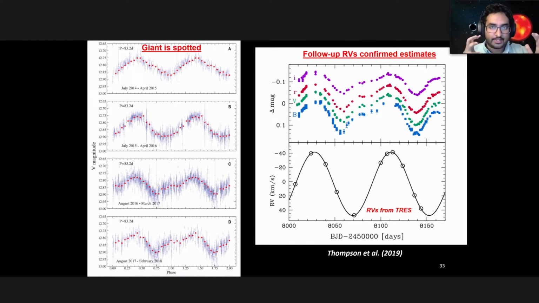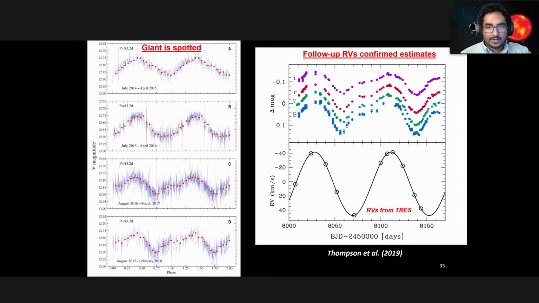To confirm this variability, we obtained additional multi-band light curves in the BVRI bands shown on the top right figure, and this again confirmed the spotted nature of the giant. If we were seeing ellipsoidal variability, we would have expected to see a light curve which is more like a sinusoid, but this was not like that. So we know that the photometric variations are caused by spots on the giant. And this also tells us that the rotational period of the giant is about 83 days.